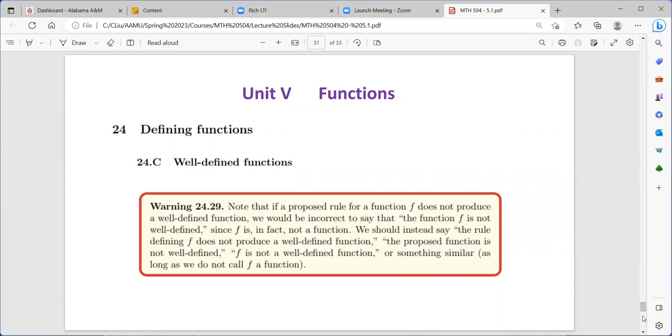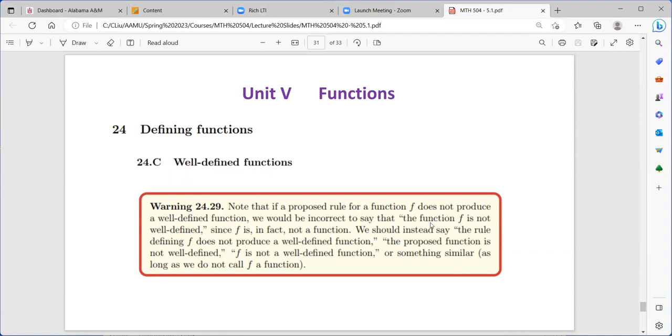One of the things that we should be careful about when we talk about a function not being well-defined: if a proposed rule F does not produce a well-defined function, we would be incorrect to say that the function is not well-defined because F is not a function. When we say the function is not well-defined, it means it's not a function at all.